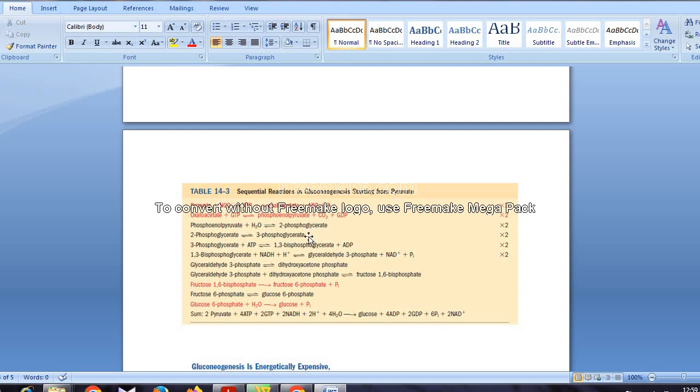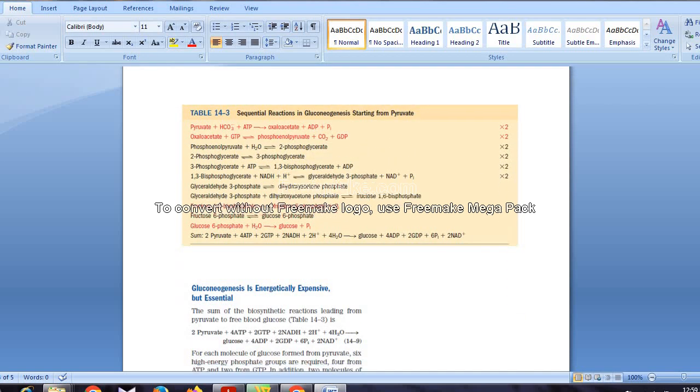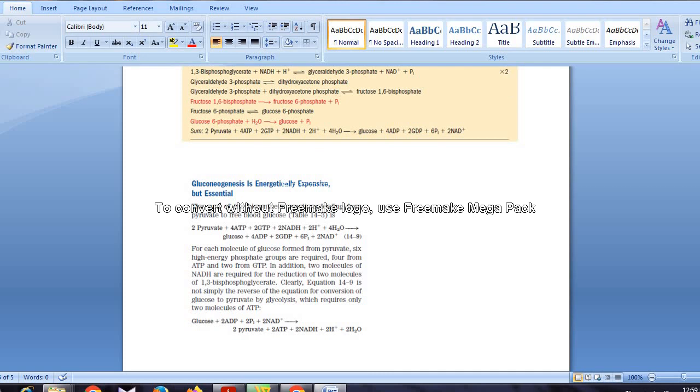ഇതെല്ലാം റിവേഴ്സിബിൾ സ്റ്റെപ്സ് ഓഫ് ഗ്ലൈക്കോലൈസിസ് ആണ്. ഫോസ്ഫോയിനോൾ പൈറുവേറ്റ്, ഫോസ്ഫോഗ്ലിസറേറ്റ്, 3-phosphoglycerate, 1,3-biphosphoglycerate, glyceraldehyde 3-phosphate, dihydroxyacetone phosphate, fructose 1,6-biphosphate. ഇനി അടുത്ത ഇറിവേഴ്സിബിൾ സ്റ്റെപ്പ് നമ്മൾ ആദ്യം പറഞ്ഞു, fructose 1,6-biphosphate to fructose 6-phosphate. അതുപോലെ അടുത്ത സ്റ്റെപ്പും, glucose 6-phosphate to glucose. So 3 irreversible steps are circumvented in gluconeogenesis.